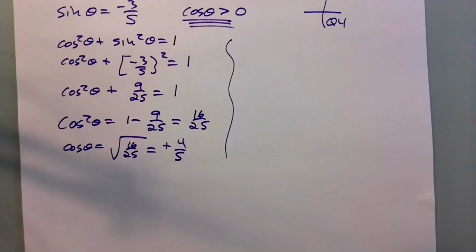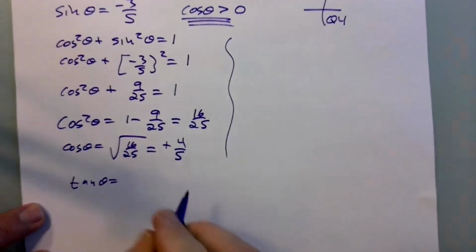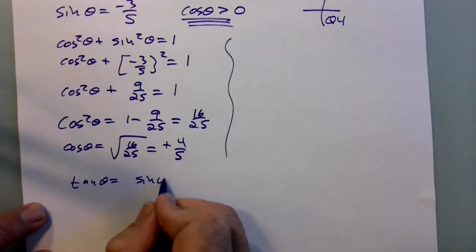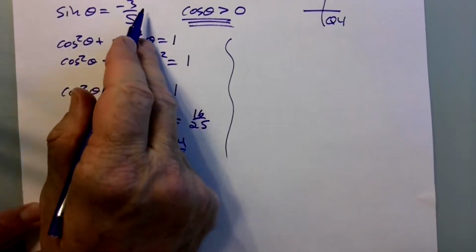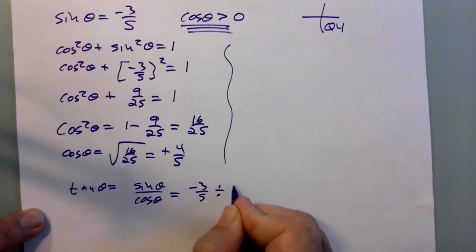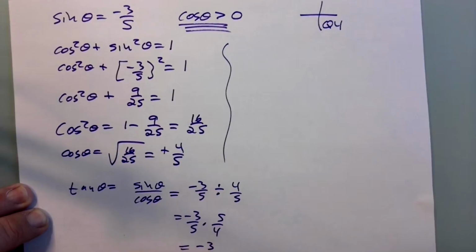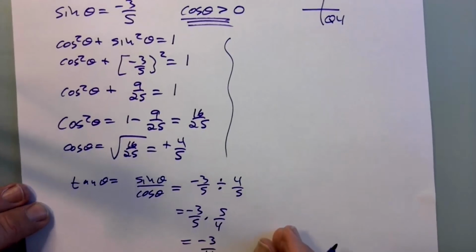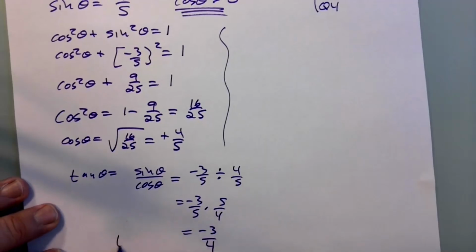And then we can also figure out a couple other things. If I ask you for tangent theta, of course, it is sine theta divided by cosine theta. Sine theta, we said, was -3/5 divided by cosine theta, which is 4/5. And we get -3/4 for tangent theta for this problem.